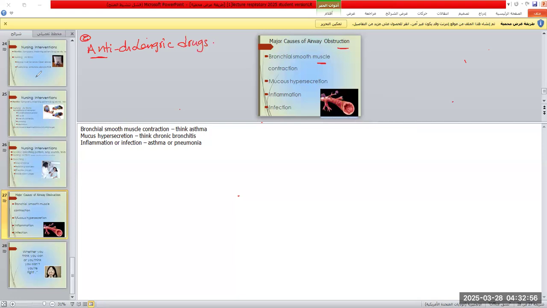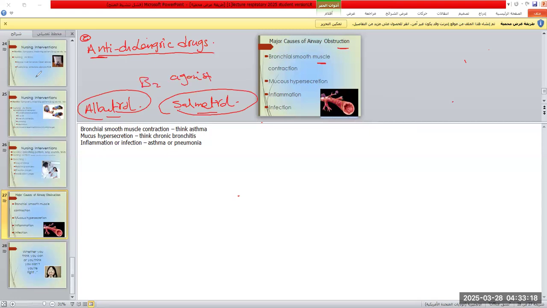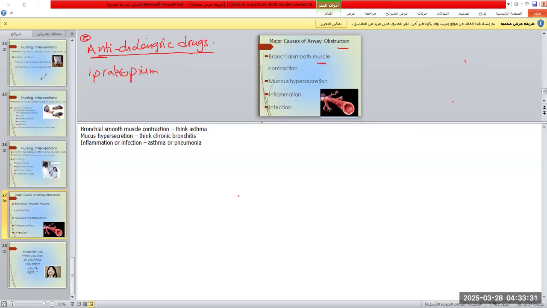An example of a LABA medication is salmeterol, and for SABA it's albuterol. Those drugs have the same side effects because both of them are beta 2 agonists. Now shifting to anticholinergic drugs. The name of this drug is ipratropium, and we use it mostly with COPD.